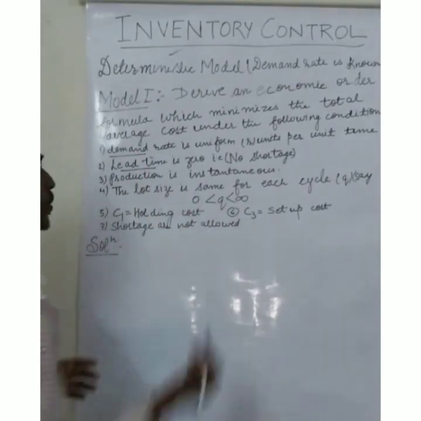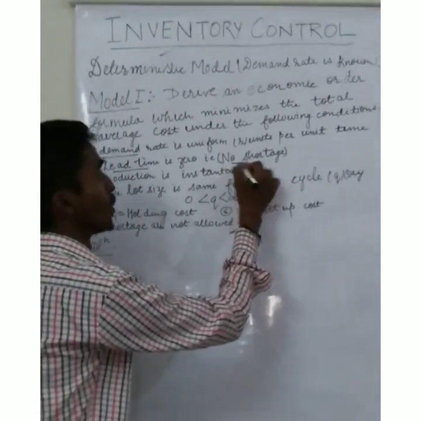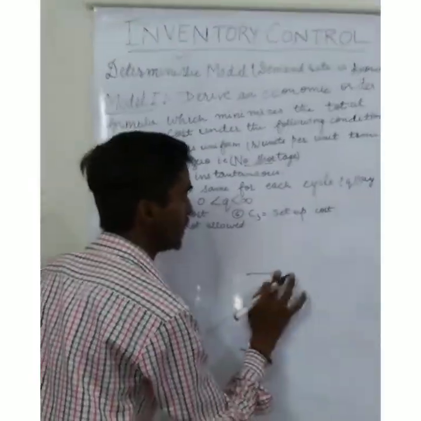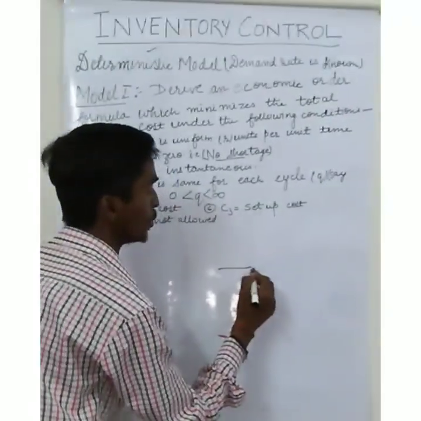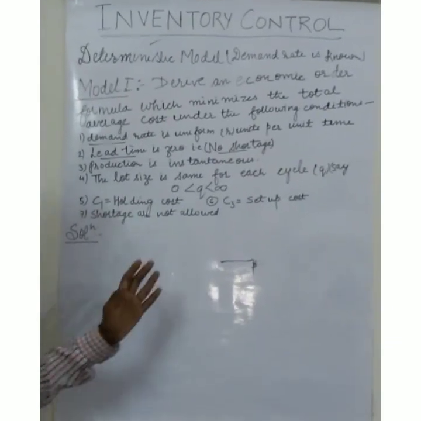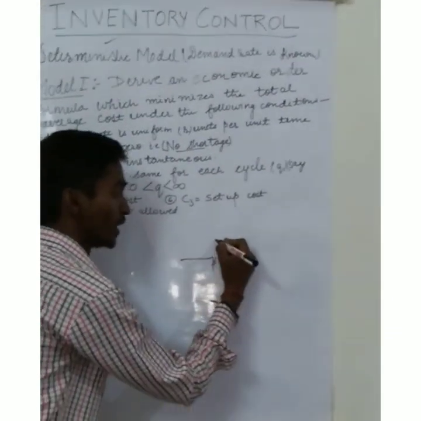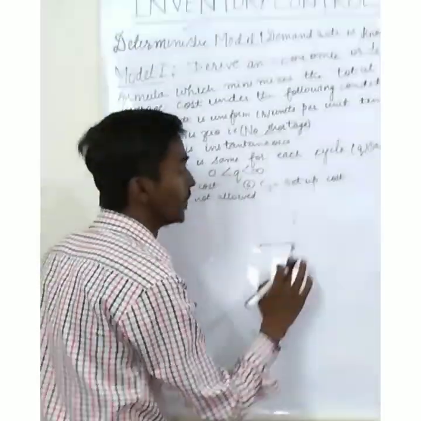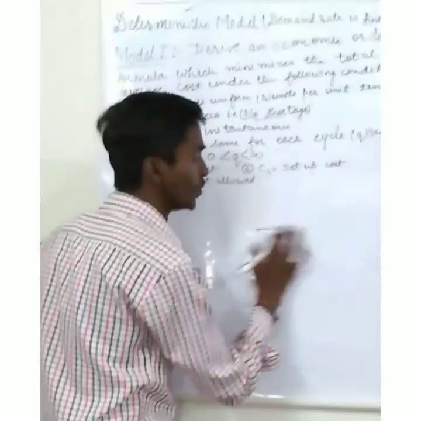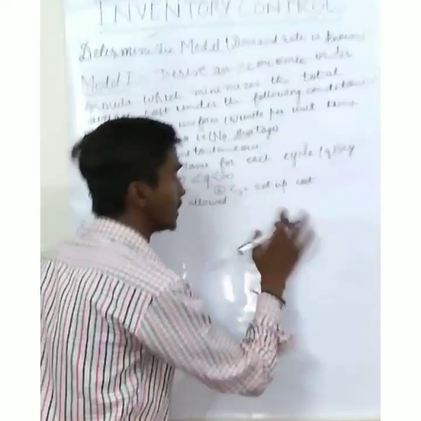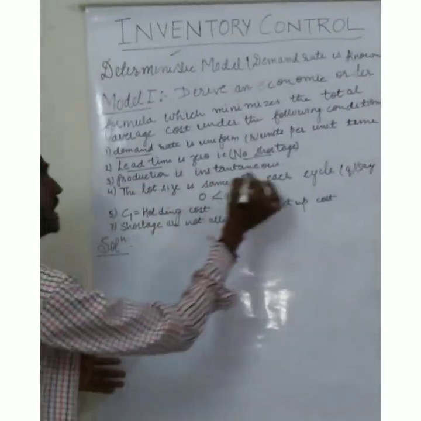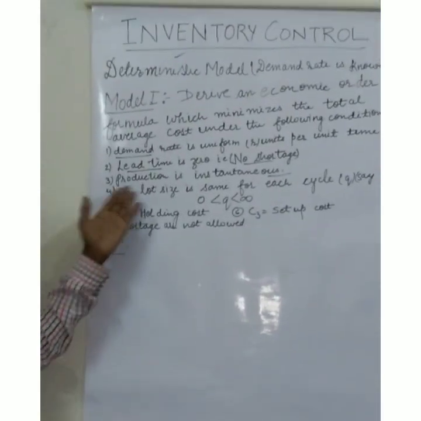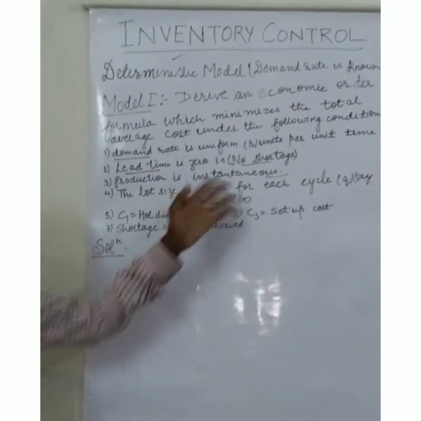Lead time is 0, which means no shortage. Suppose at point P your inventory ends. At the same time you order and your order is replenished. So no time is taken in this system, so lead time is 0. Lead time is 0 means production is instantaneous. This is understandable. And lot size is the same for each cycle.